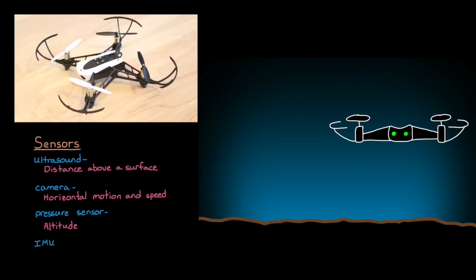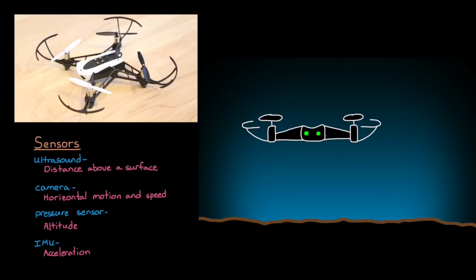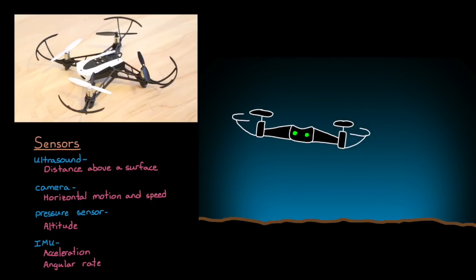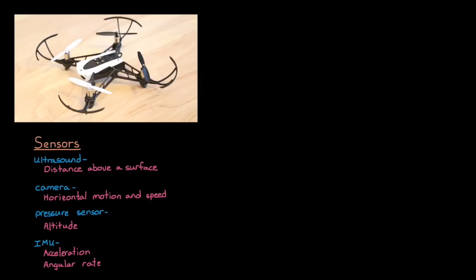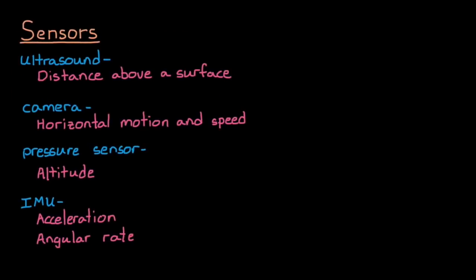The last sensor is an inertial measurement unit, or IMU for short. This is made up of a 3-axis accelerometer, which measures linear acceleration, and a 3-axis gyroscope that measures angular rate. From the IMU and our knowledge of acceleration due to gravity, we can estimate the mini drone's attitude relative to gravity and how fast it's rotating. And that's it for the sensors. We have these 4 sensors to work with. We can use ultrasound and pressure to determine altitude, and the IMU and the camera to determine rotational and translational motion.